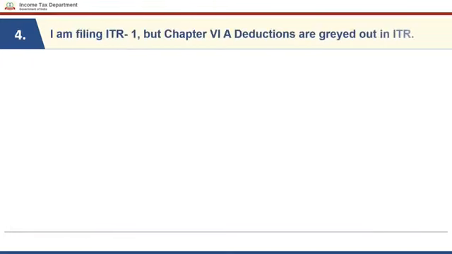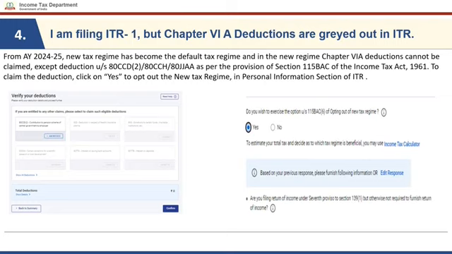Some taxpayers are reporting that while filing ITR 1, Chapter 6A deduction is grayed out. Please note, from assessment year 24-25, new tax regime is the default tax regime. And in the new tax regime, Chapter 6A deductions cannot be claimed except deduction under Section 80CCD(2), 80CCH and 80JJAA as per the provisions of Section 115BAC of the Income Tax Act. If you wish to claim the deductions, you would be required to opt out of the new tax regime in the Personal Information section of the ITR.